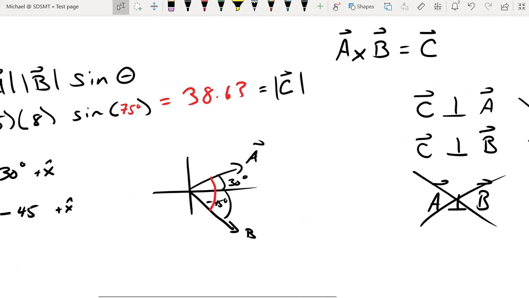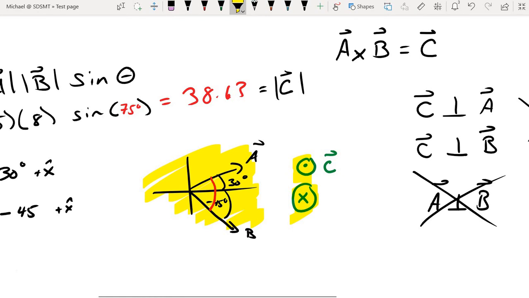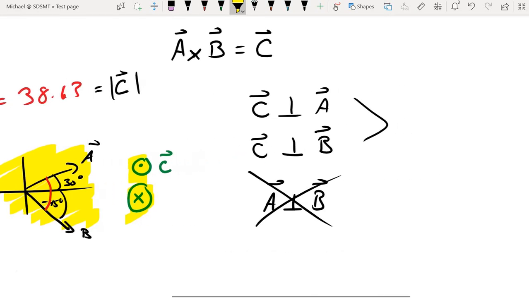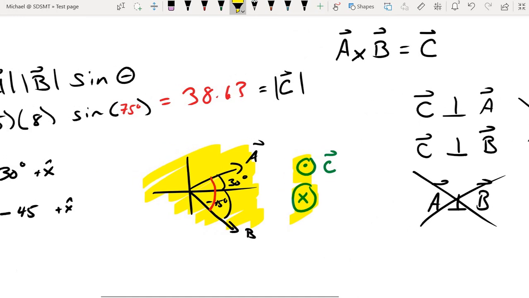And for us, the only option is to have vector C pointing either out of the board or into the board, because, oops, that should be vector C. So those are our only two options really, because vector A and vector B both lie on the xy plane, and the only direction that is perpendicular to those would be either into or out of the board. So which one is it? Does vector C have to point into the page or out of the page?